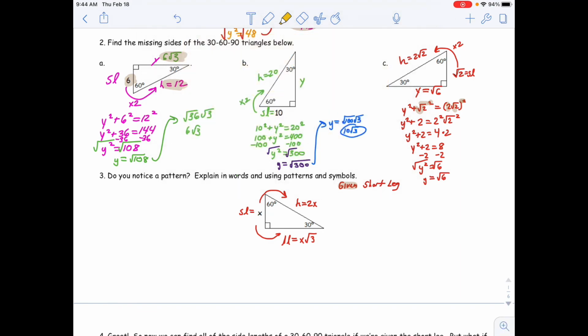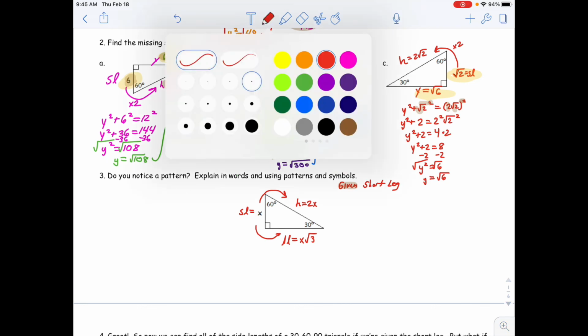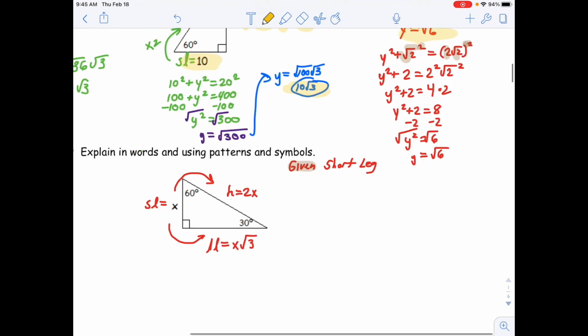And if we look at it, that's why in A, 6 radical 3. In B, the short leg was 10, then we had 10 radical 3. I could have written it over there as well. Over here, a little bit hard to tell, but radical 2 and then radical 6. Well, radical 2 times radical 3 is radical 6. So that's the pattern using symbols, and then we'll even write it out just for fun. Hypotenuse equals 2 times the short leg, and the long leg equals the short leg radical 3. And you always keep the radical at the end.